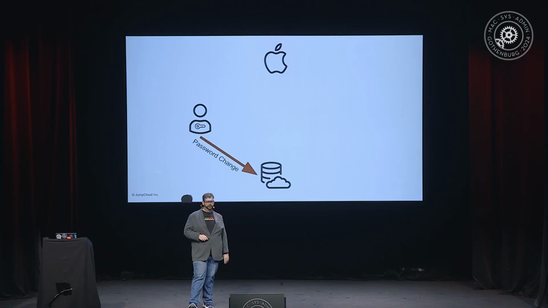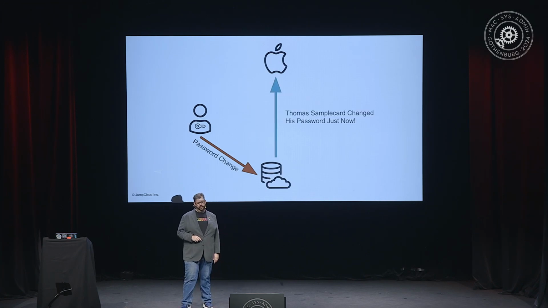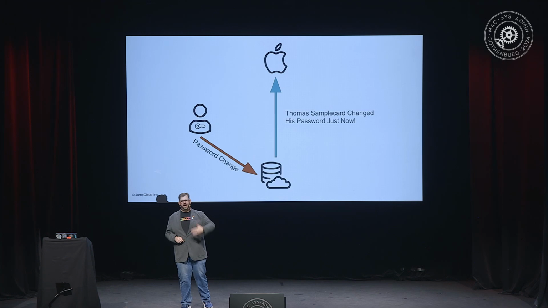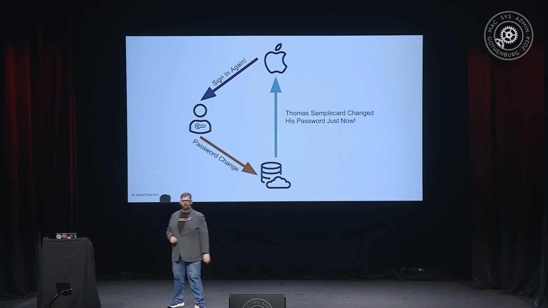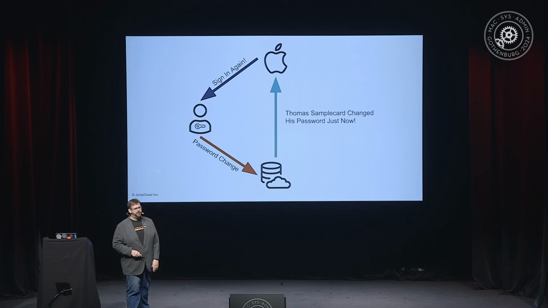So in this case, we have a user with a password, a directory, and Apple. A user may go to their directory and say, I want to change my password. The directory can then tell Apple over Shared Signals Framework, Thomas Sample Card changed his password just now. And Apple can tell their device, hey, sign in again with their managed Apple ID. Make sure that's still him. Please, pretty please.